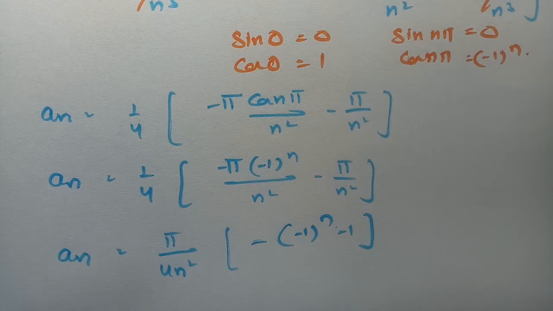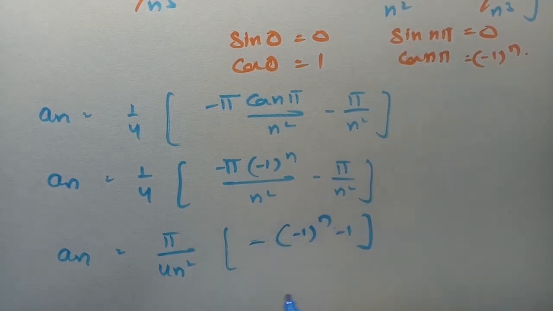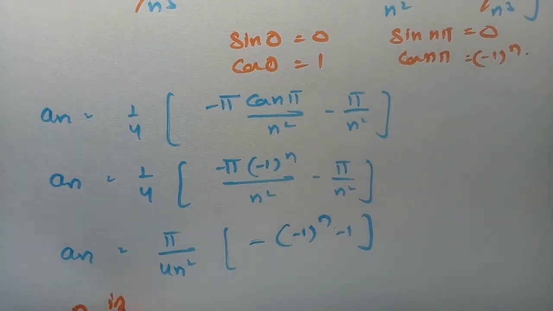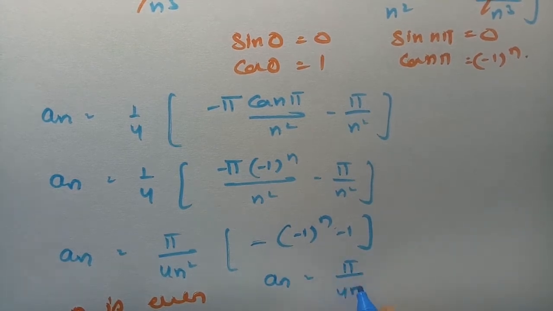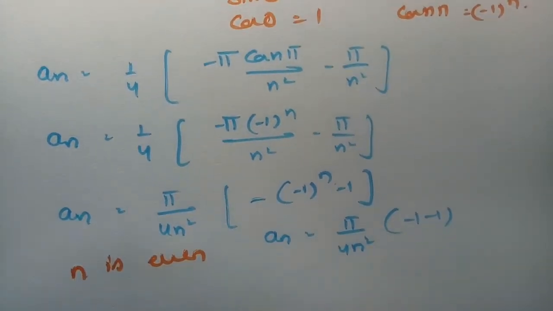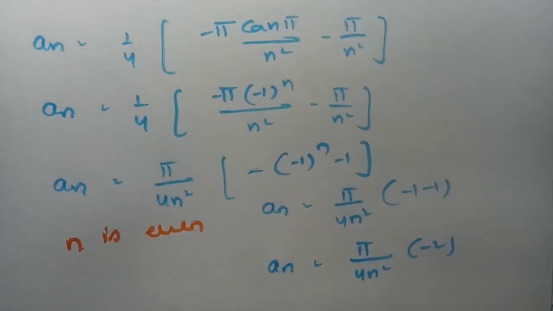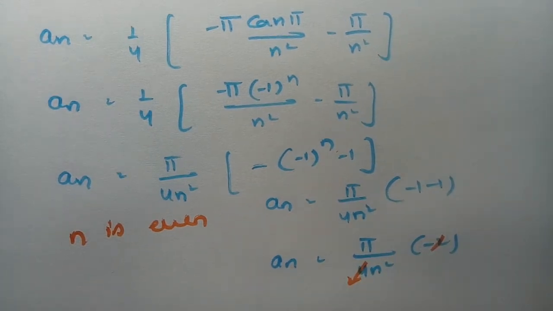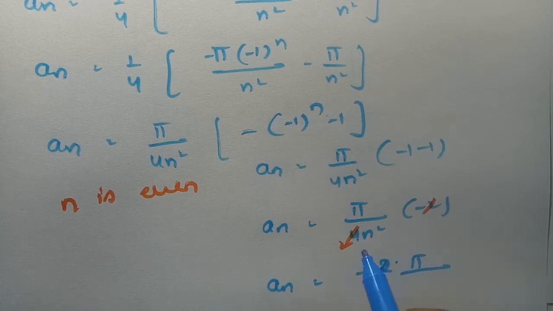So if you observe this one, if n is an even value, this will be positive. If n is even, then an value will become pi by 4 n square into, this will be minus 1 into minus 1. So an value will be pi by 4 n square into minus 2. If I cancel this for 2 times, so this an value will become minus pi by 2 n square.